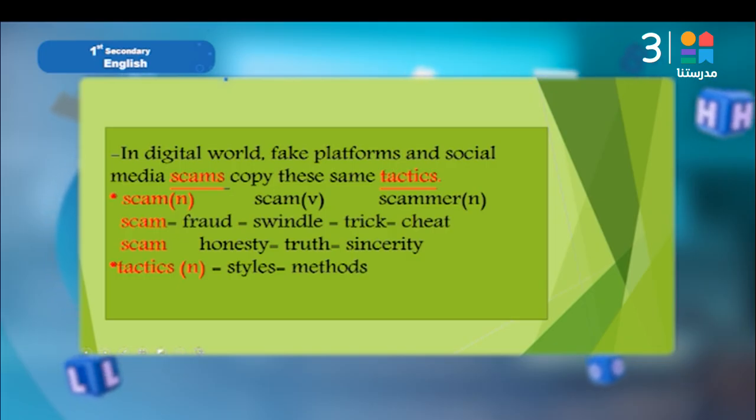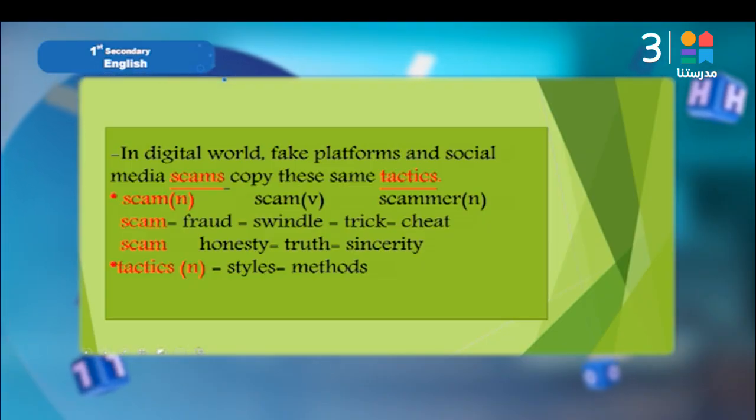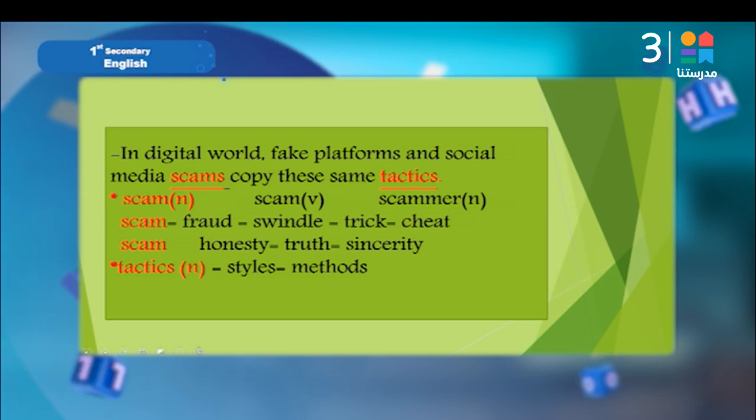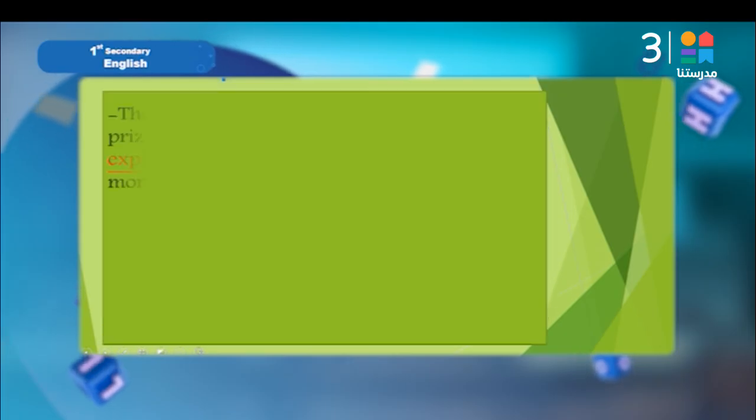Let's see another word, tactics. What does this word mean? Tactics means like styles or methods. Styles or methods. So, in the digital world, we can find that there are a lot of fake platforms and social media scams. And all these scams copy the same methods, copy the same styles, the same tactics. So we have to be careful with all these scams.